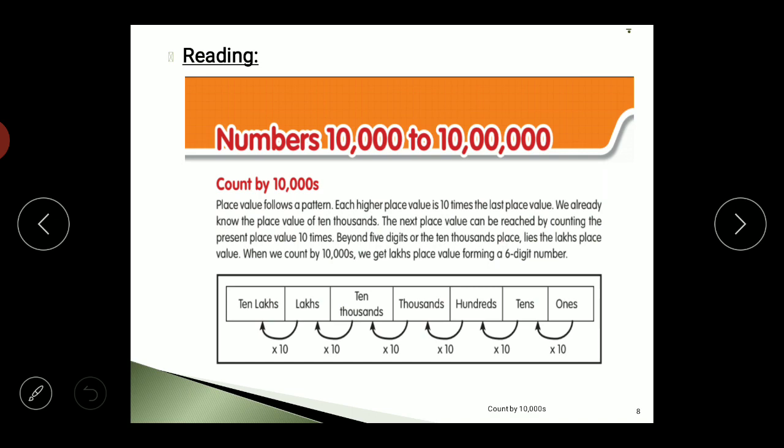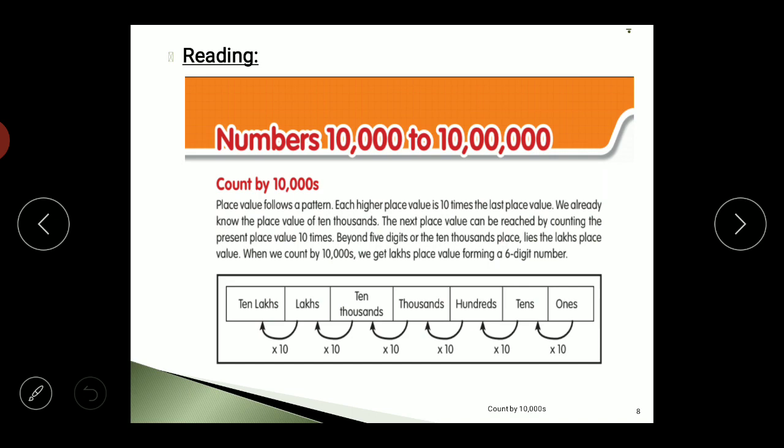This is the reading work for you. You have to read by yourself. I'll read for you. Numbers 10,000 to 10 lakh. Count by 10,000s. Place value follows a pattern: ones, tens, hundred, thousand, 10,000, lakh, 10 lakh, like this. Each higher place value is 10 times the last place value.